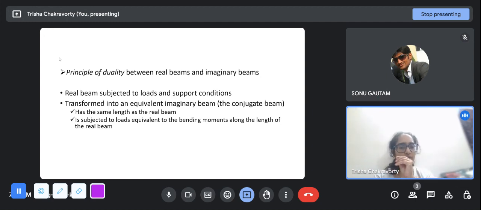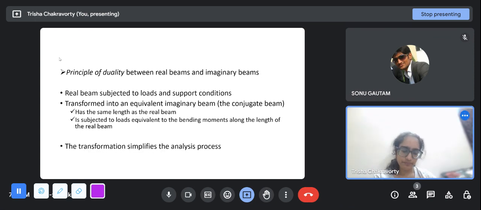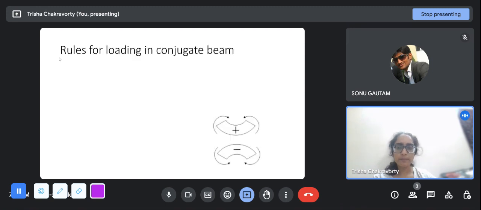So when you draw the conjugate beam, you will draw it in the form of a line, like we draw normal real beams. It will have the same length, and the conjugate beam is subjected to loads equivalent to the bending moments along the length of the real beam. This term equivalent is not self-explanatory, so these are the rules that you have to follow, and the transformation simplifies the analysis process. Obviously, that is why we are doing it. If we convert it into a conjugate beam, we can very easily get the displacements and slopes.